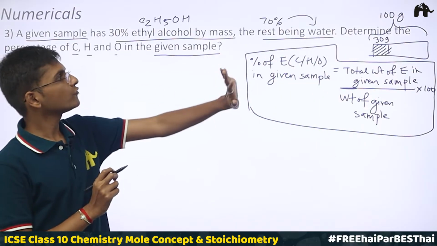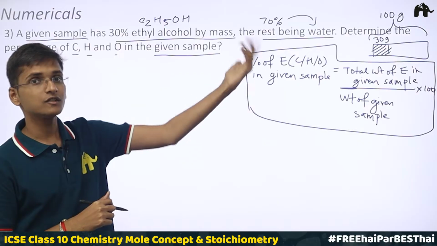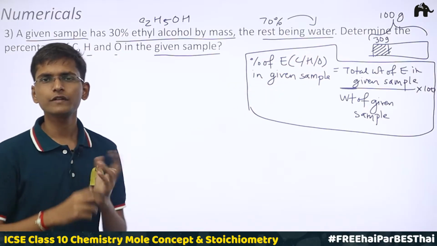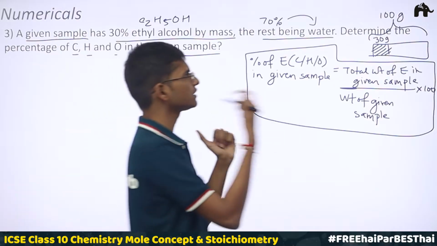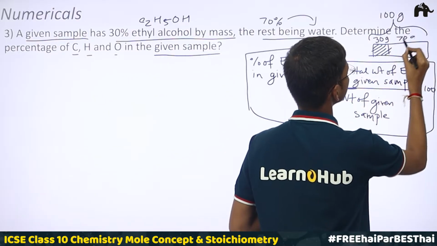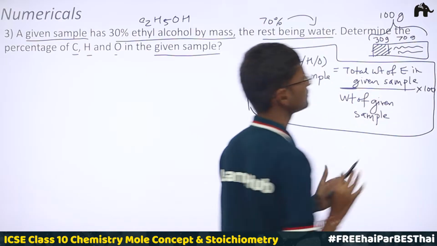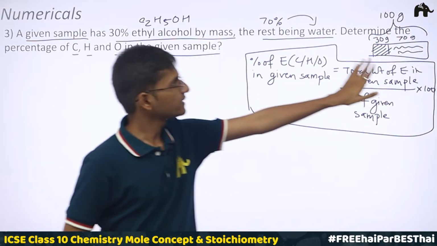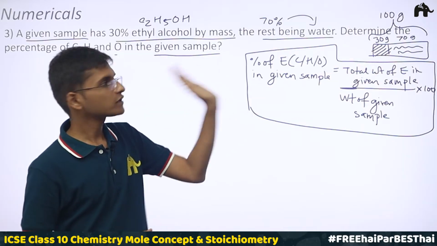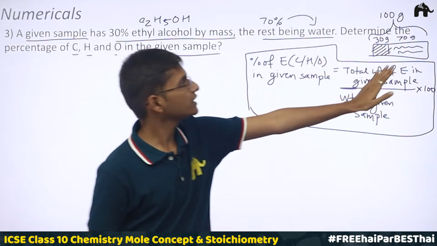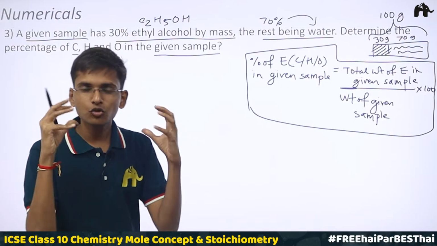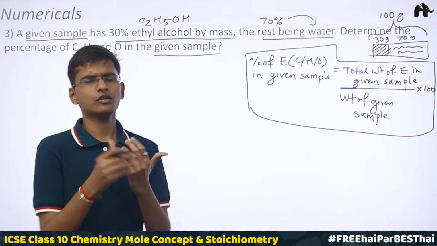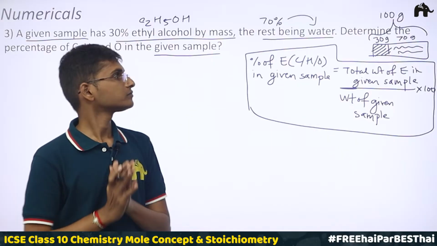Then the rest being water. So 70% is water. 70% of this 100 gram is water. So 70% of 100 gram is 70 grams, right? So this is the 70 gram part and this is water. Okay, I'm just denoting it with waves. So this is how our sample is. It has 30 grams of C2H5OH, ethyl alcohol, and 70 grams of water. And then in total it is 100 grams of our sample. Okay, sorry if I said compound, it is sample.